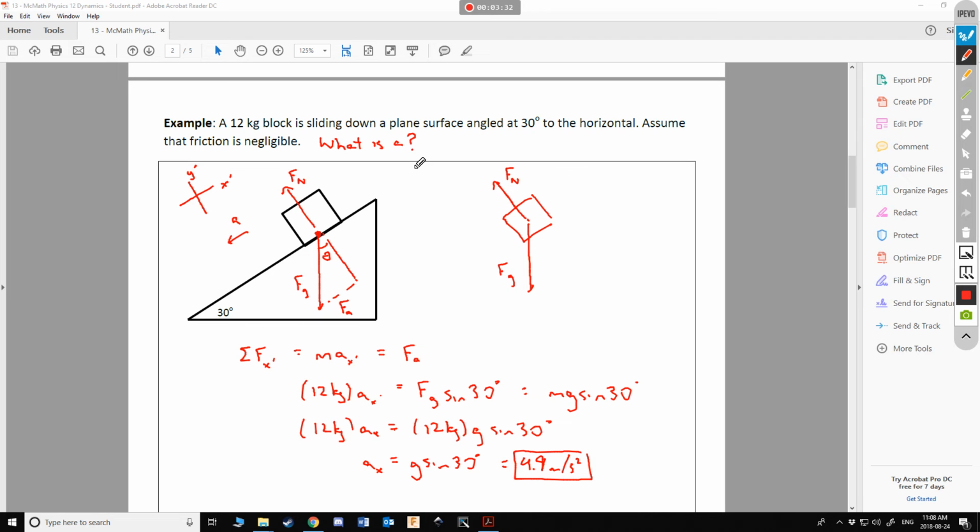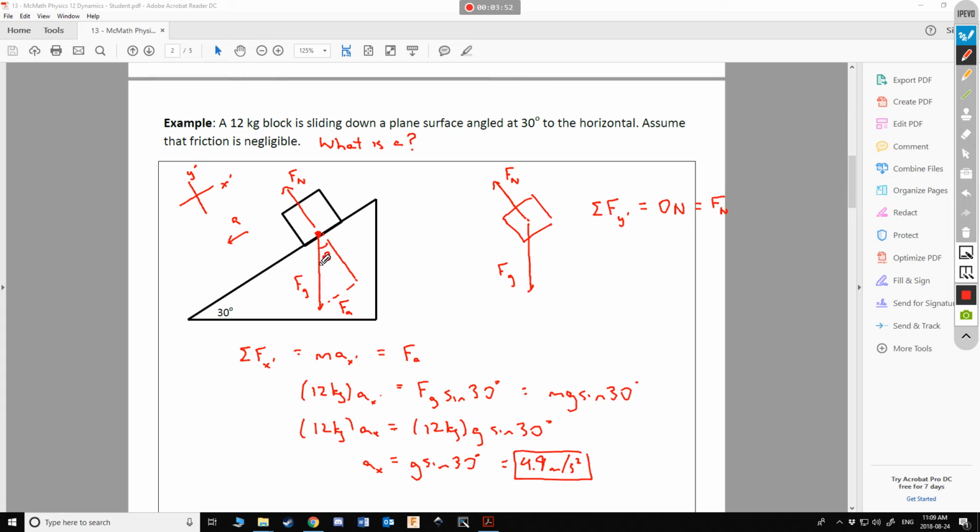How are we going to extend this? Saying what's happening in the y direction? Say sum of the forces in the y direction. Well, we know the acceleration in this case is 0. It's not accelerating up or down in that y direction. It's going down the incline. So you say 0 newtons. And we can see that upwards is normal force.